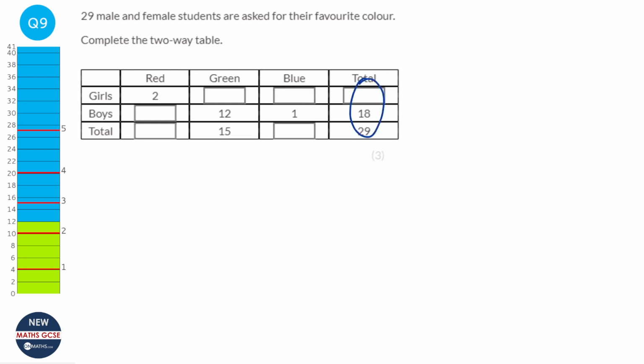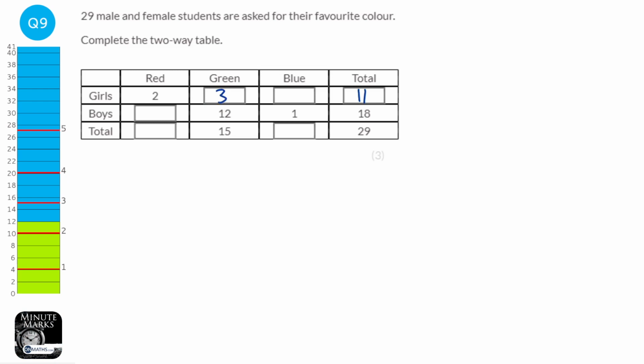I'm going to first of all look here and notice that the total of girls and boys is 29. The total of the boys is 18. So take away the 18 from 29 and we get 11. Next one I'm going to fill out is this one. Notice that the total for the green is 15, the total for the boys who picked green is 12, and therefore for the girls it's going to be 3.